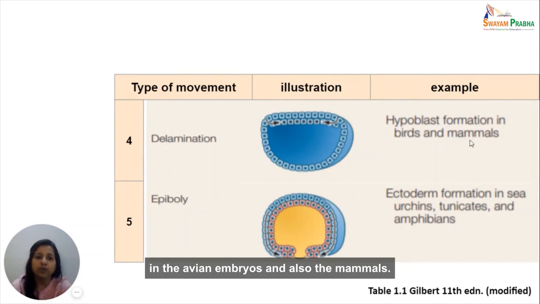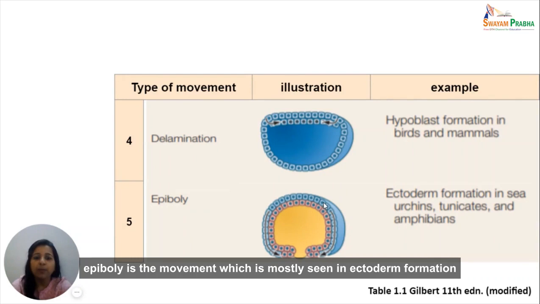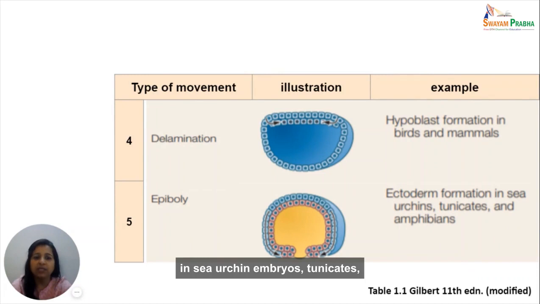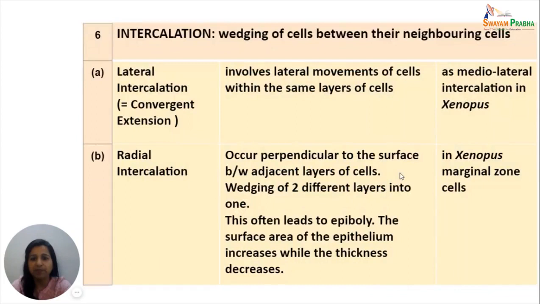The fifth type of gastrulation movement is epiboly. Epiboly is the movement which is mostly seen in ectoderm formation in sea urchin embryos, tunicates, amphibians, and also in avian embryos that we see today.